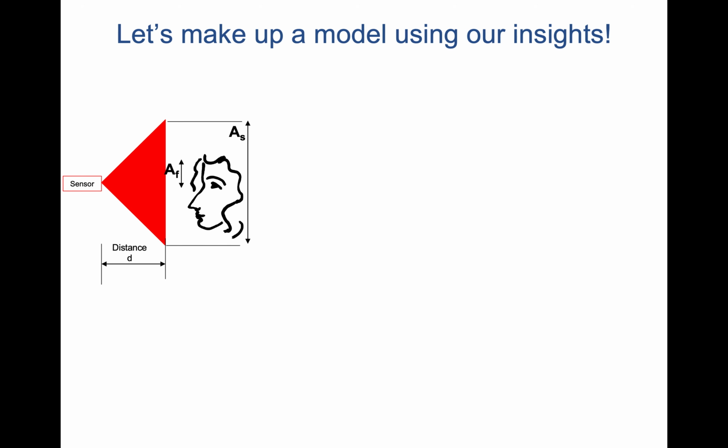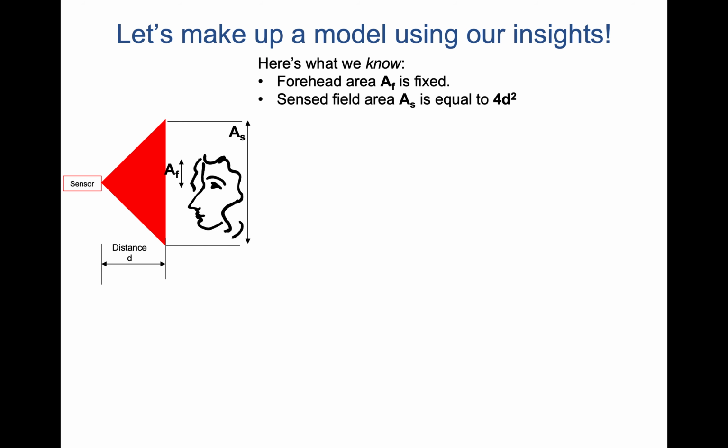So let's make up a model using our insights. Here's what we know so far. The forehead area is fixed and constant. The sensed area depends on how far away our measurement is from the sensor.